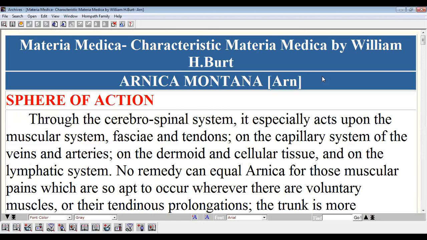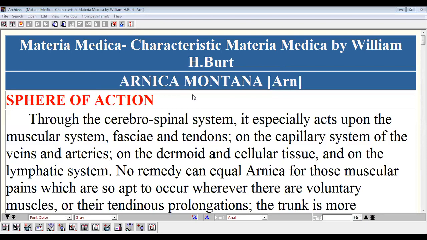Again, this materia medica is listed in this software only by the short name, Characteristic Materia Medica by William H. Bird. But I have just taught you the full name of this book, Physiological Materia Medica, containing all that is known about the physiological action of our remedies, along with their characteristics and pharmacology. Now, why I am sharing this screen is because I want to show you the method details.